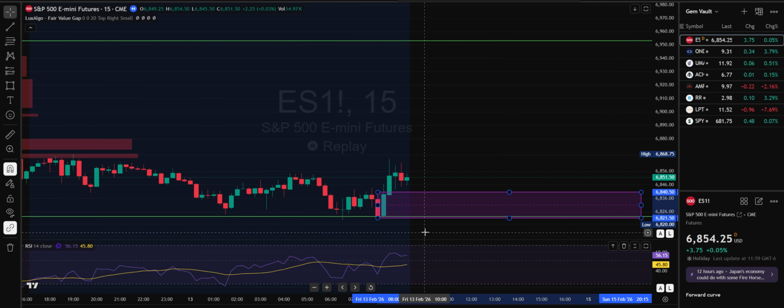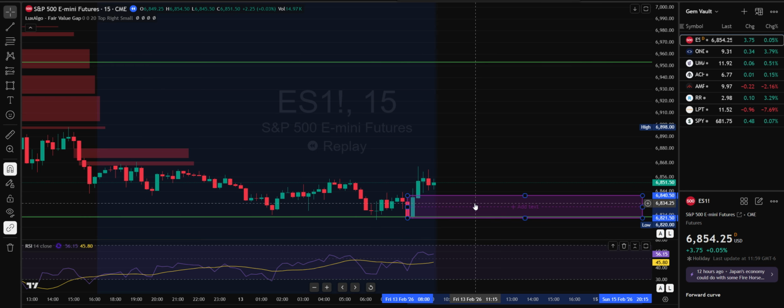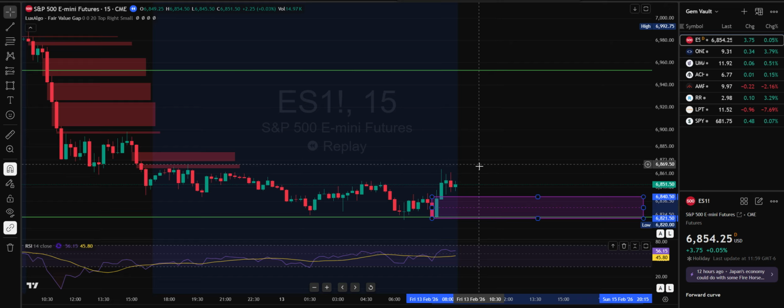So now that we have this marked out, we're looking for a retest of this 8 a.m. to 8:15 a.m. EST zone. So we are not going to take a trade using this strategy until we get a retest of either the top band, middle band, or lower band, and then see which way price manipulates to.